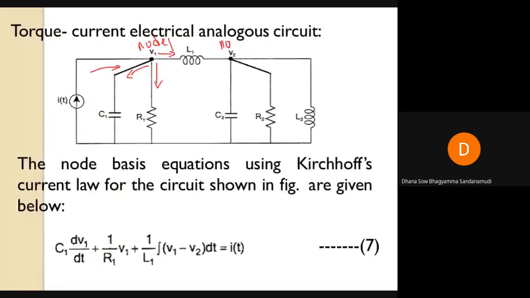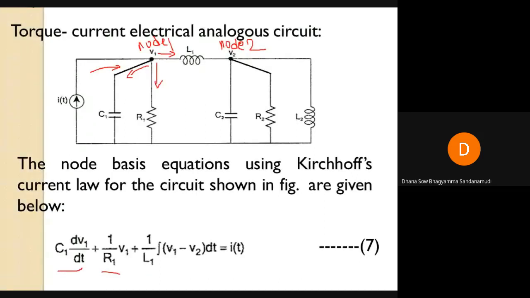This I will call node 2. Okay, so here at node 1, let us assume i(t) is the entering current, and all these three are the leaving currents. Current at C1 is C1 dV1 by dt, current at R1 is V1 by R1, and current at L1 is between node 1 and node 2.